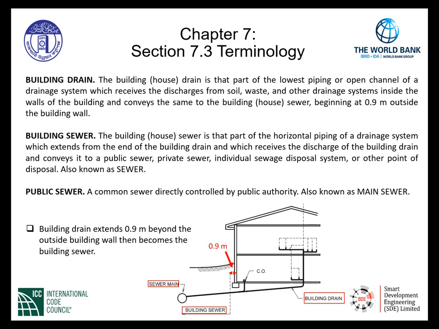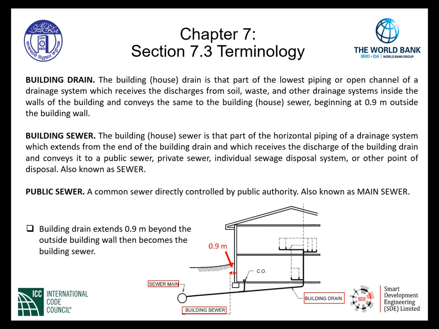The building sewer is that part of the horizontal piping of a drainage system which extends from the end of the building drain and which receives the discharge of the building drain and conveys it to a public sewer, a private sewer, individual sewage disposal system, or other point of disposal. This is also known as sewer.